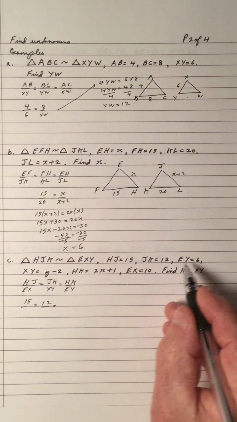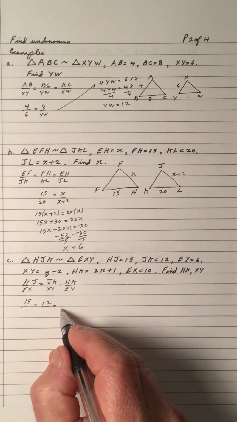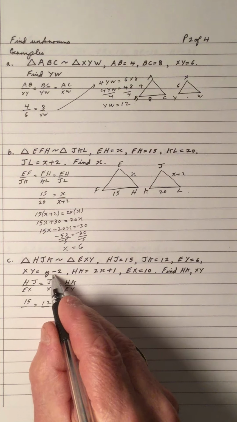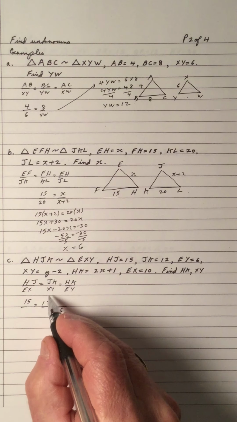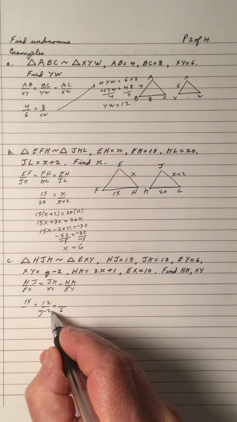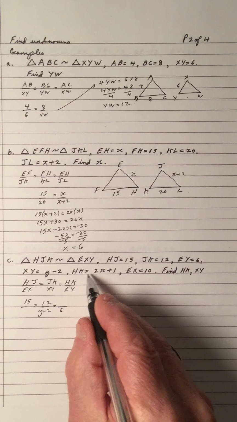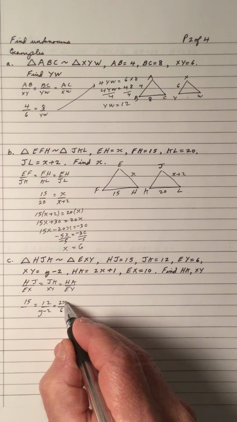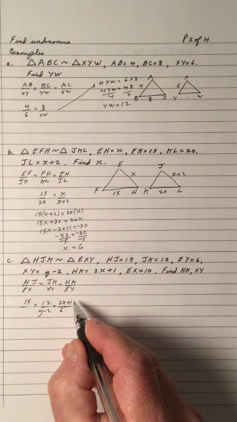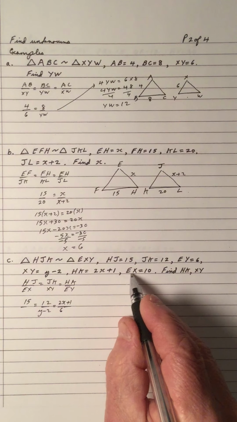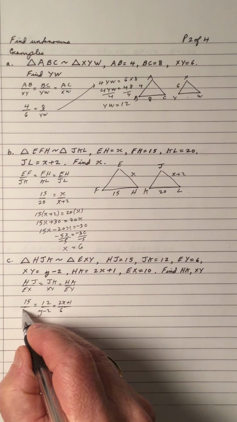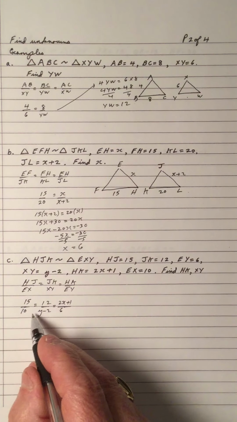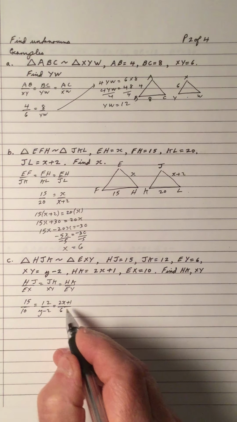Okay, EY is 6. XY is Y minus 2. HK is 2x plus 1. And EX is 10. So I deliberately arranged these in a different order, because you have to be careful when filling them in.